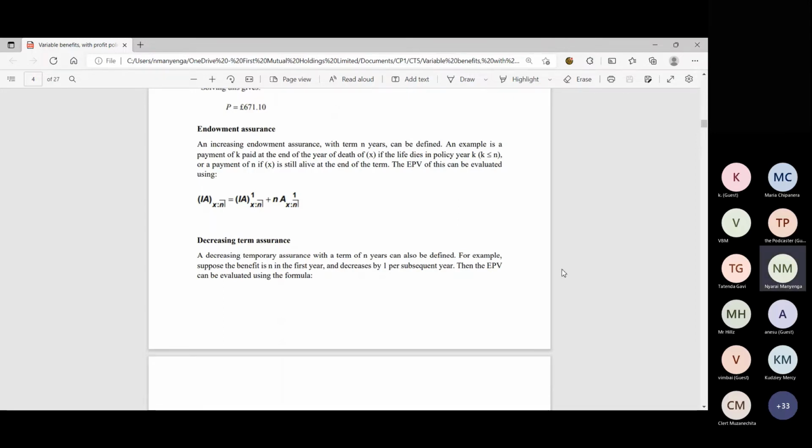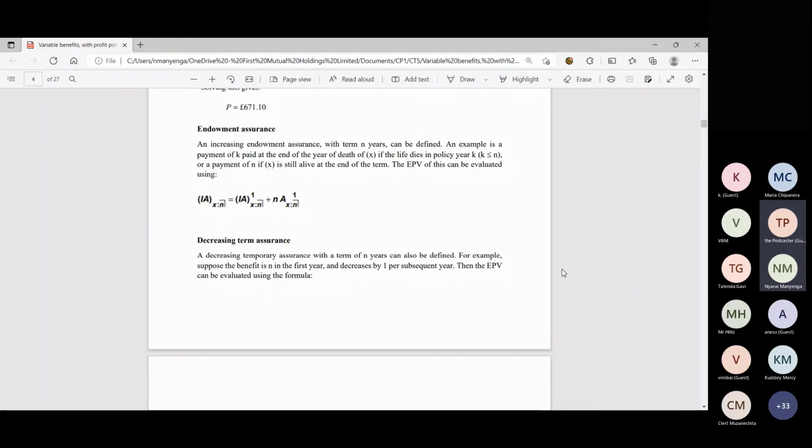So you see, an endowment assurance that increases with a term of n years can also be defined in a similar way. For example, a payment of K paid at the end of the year of death of a life x, if the life dies in policy year K, where K is less than or equal to n, or a payment of n if x is still alive at the end of the term. The expected present value of this can be evaluated using the functions that I've introduced to you.